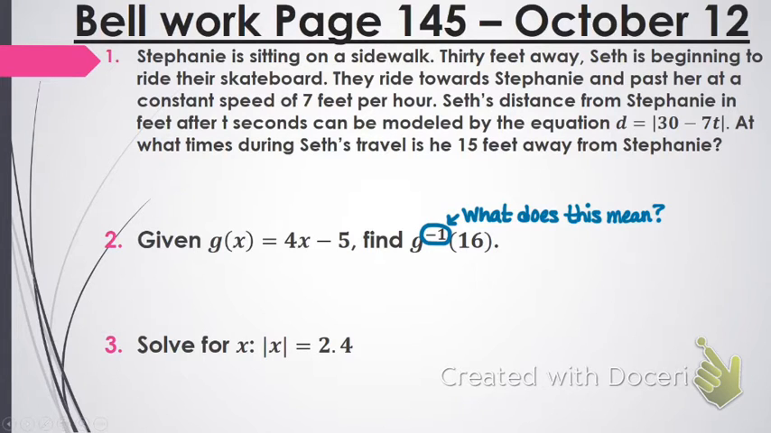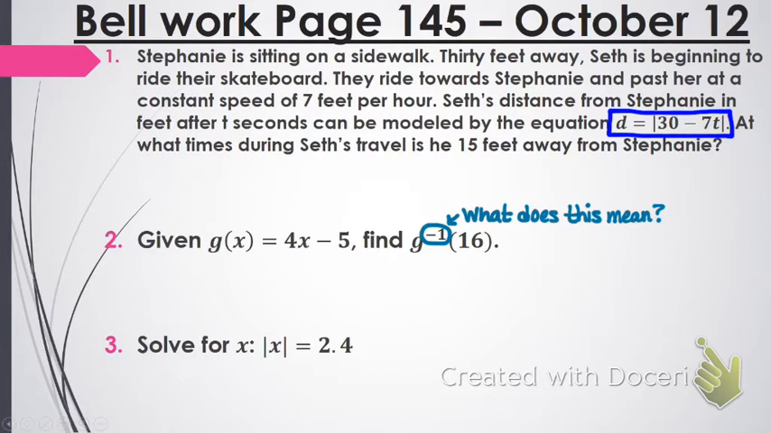Seth's distance from Stephanie in feet after t seconds can be modeled by, here's the first thing that I definitely need to pay attention to in this problem, by this equation. What does the variable d mean in that equation? Yes. Sorry, they beat you to it. What does the variable t mean in that equation?